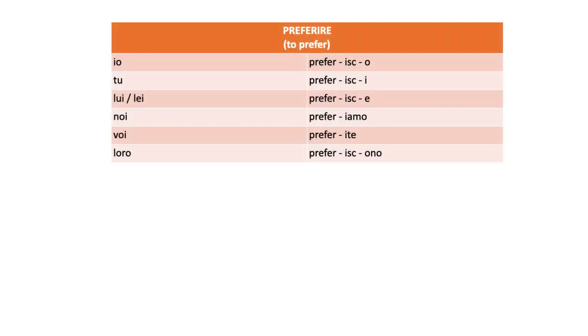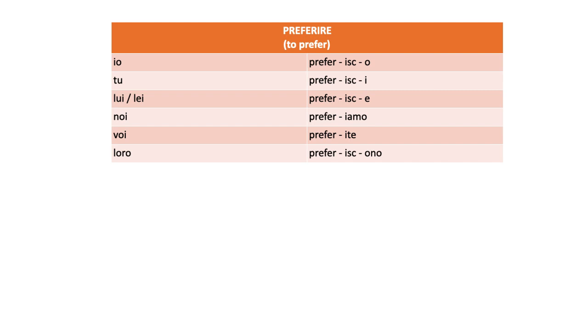So this is all pretty basic. Now, let's look at an isk verb. Isk verbs are actually ire verbs, so they are going to end in ire in their infinitive form. Preferire, to prefer, is an ire isk verb. Let's look at its conjugation. Io preferisco, tu preferisci, lui preferisce, noi preferiamo, voi preferite, loro preferiscono.